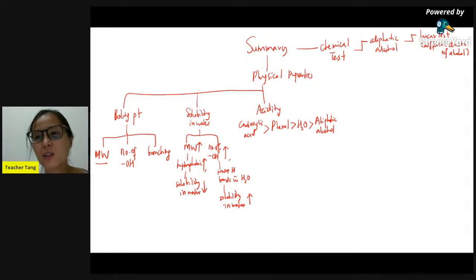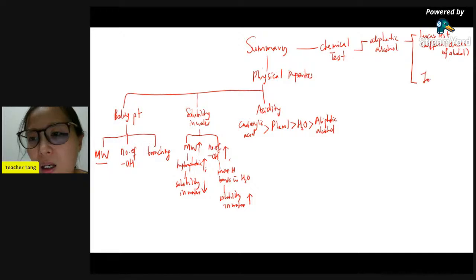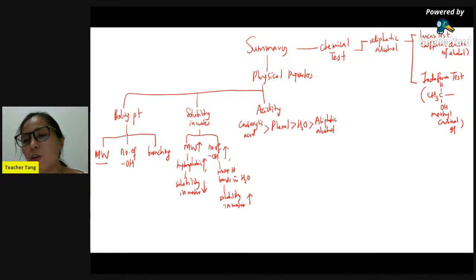That is the Lucas test. And for aliphatic alcohol, the second chemical test we looked at is the iodoform test. Basically, we want to detect whether a methyl carbinol group is present. This is the methyl carbinol group. If a methyl carbinol group is present, then you get the yellow precipitate, triiodomethane.